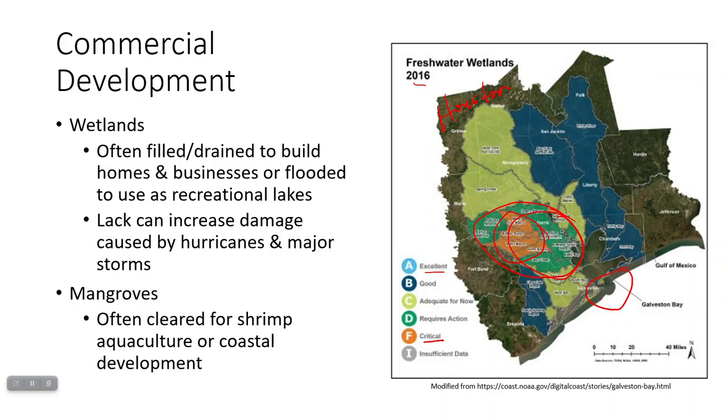Wetlands a lot of times are filled in. Like, hey, this is just a bunch of marsh or swamp, let's fill it in so we can build some homes or businesses. Or they're drained of extra water so that if we've got dry land, we can build stuff there. Or occasionally they're even flooded so they can create lakes that people can go swimming in, fishing, etc.